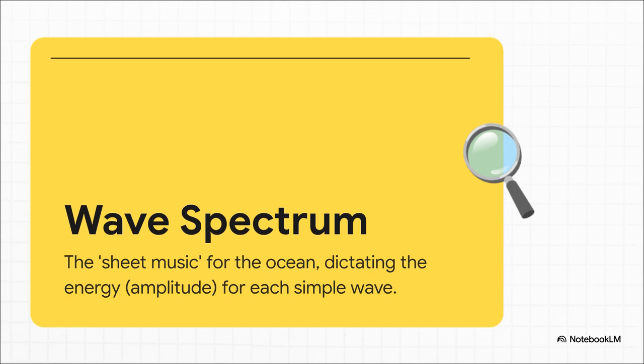It's the mathematical sheet music that tells our simulation how much energy, or how much amplitude, to give to each and every one of those simple little waves. A spectrum for a calm day will put energy into long, slow swells. But a storm spectrum, like the one we're using, packs all its energy into powerful, choppy, high-frequency waves.